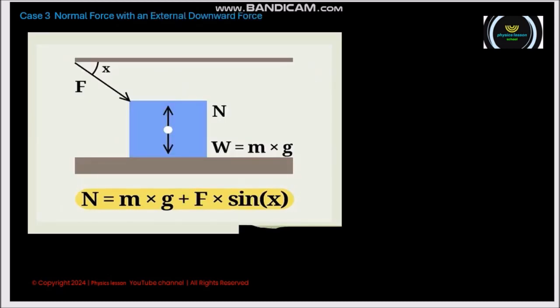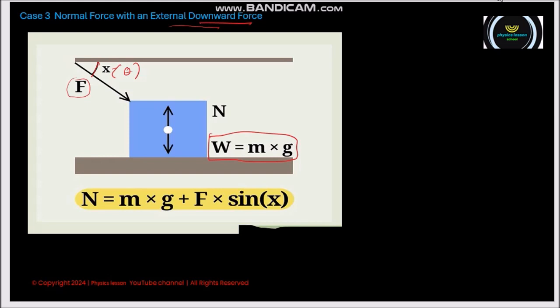Assume we have case 3, the normal force with an external downward force at some angle. Assume we have this angle x, or theta, this one. In this case, the normal force is equal to mg, the weight, plus F, this force, times sine theta. The force is a downward force.